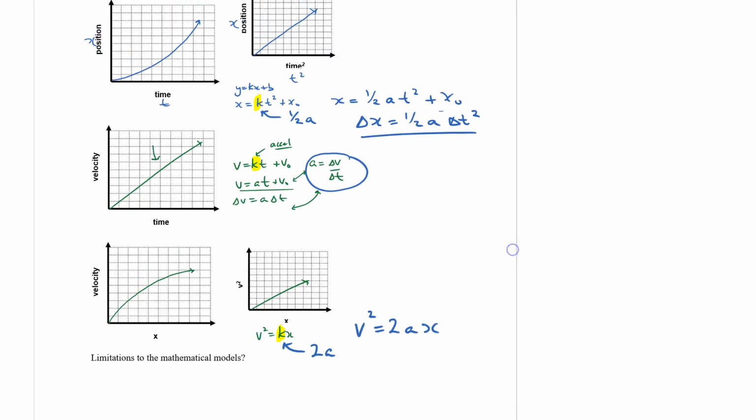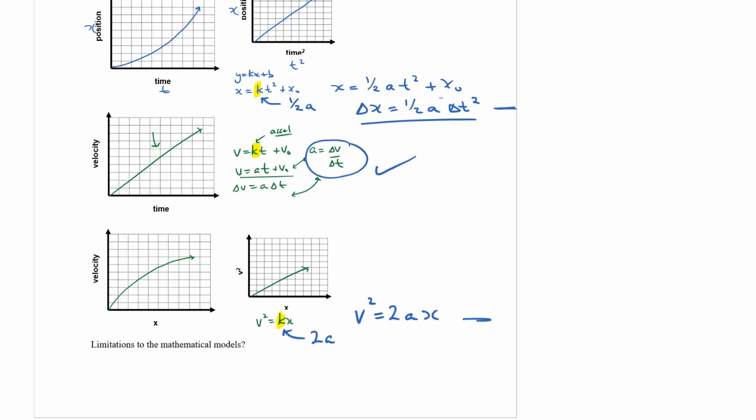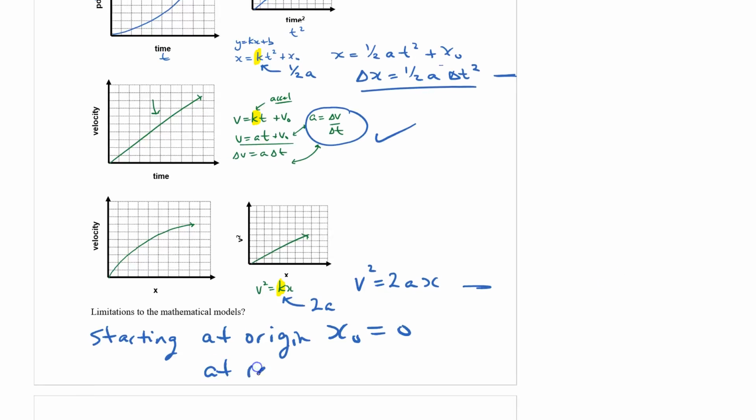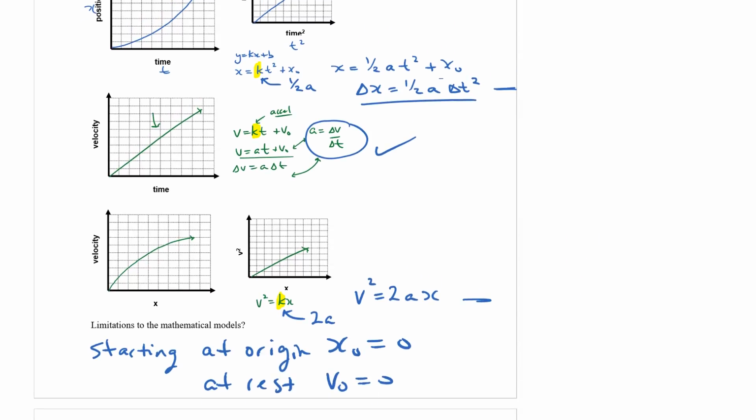All right, so that's a bit of a review, and really we've been using this equation a lot, but we haven't really been using this first one or this last one at all. One of the reasons is that there's a bit of a limitation to these models: we're starting at the origin, where the original position x is equal to 0, and we're also starting at rest, which means that my original velocity is equal to 0. So I wonder what happens when we try to expand this to other starting positions and other starting velocities.